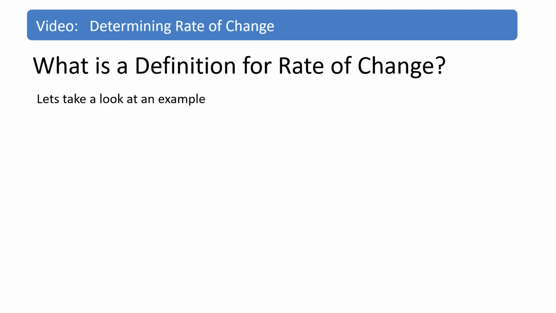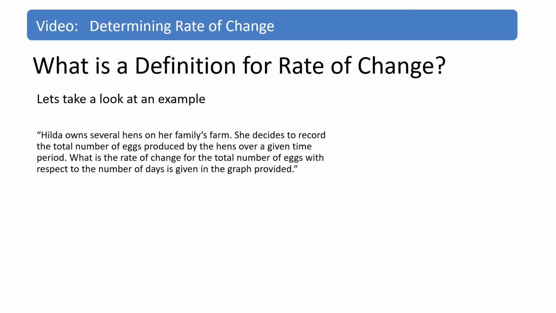Let's take a look at an example. Hilda owns several hens on her family's farm. She decides to record the total number of eggs produced by the hens over a given time period. The question: what is the rate of change for the total number of eggs with respect to the total number of days given in the graph provided?